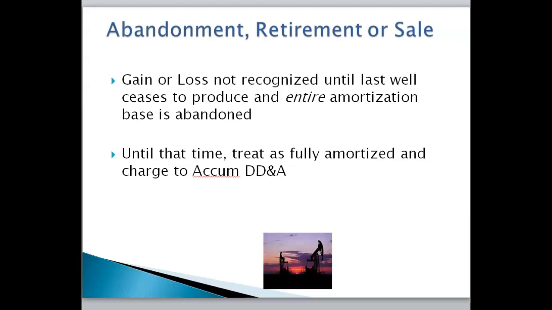You may abandon or retire a well or portion of a property. Note that a gain or loss is not recognized until the last well ceases to produce and the entire amortization base is abandoned. That would mean you're abandoning the entire property. Until that time, if you abandon a well, you're going to treat it as fully amortized and charge it to accumulated DDNA.